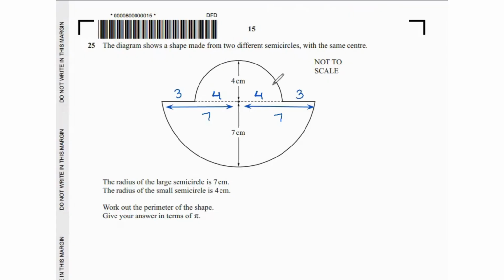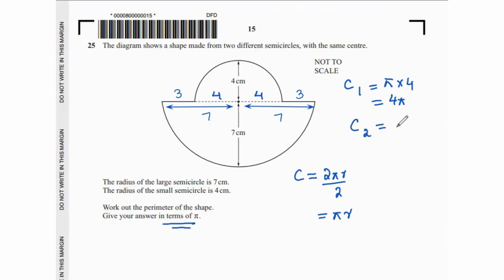We have the straight length, now we need the arc length. So for the arc length, you can use 2 pi r divided by 2, which is basically pi r. So for the first one, it's pi times 4. That's 4 pi. We're going to keep it in terms of pi because that's what the question is asking us to do. And for the second one, it's going to be 7 pi. So perimeter is going to be 3 plus 3 plus 4 pi plus 7 pi, and that's 6 plus 11 pi. That is the perimeter of the shape in terms of pi.